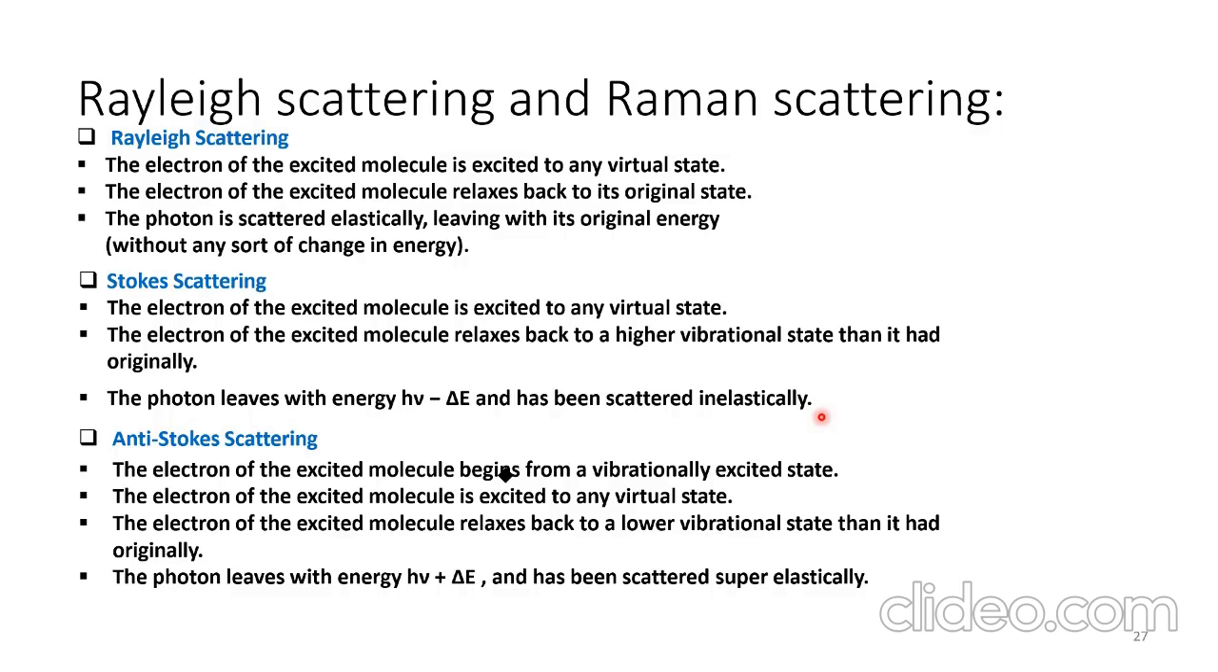And anti-Stokes again. In the case of anti-Stokes, the electron is excited to a virtual state and then comes back to a lower vibration state than it had originally, and the photon leaves with h nu plus delta e. So this is the anti-Stokes, and it has been scattered super-elastically. So the anti-Stokes signal will be lesser as compared to the Stokes signal in the Raman.